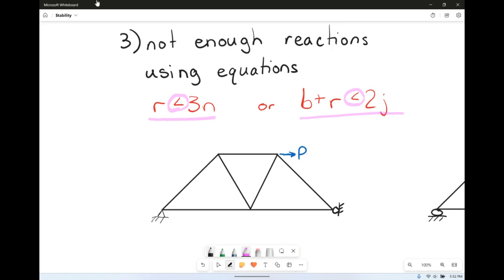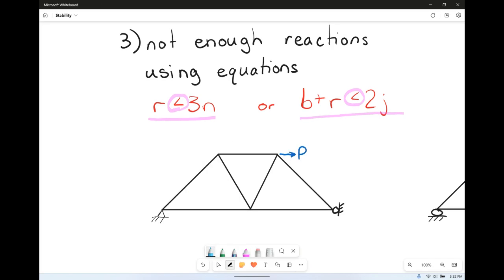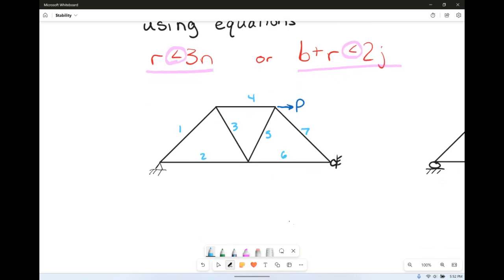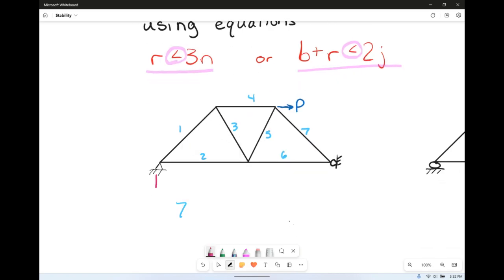So this is a truss, so let's go ahead and figure out the number of bars. 1, 2, 3, 4, 5, 6, 7. So we technically have 7 bars. The number of external reactions is 1, 2, and 3.